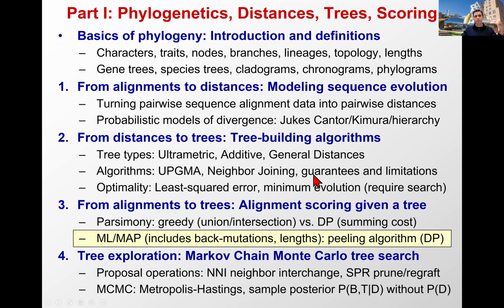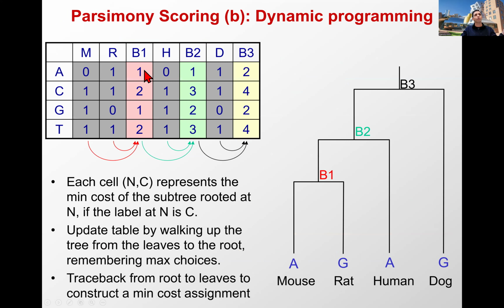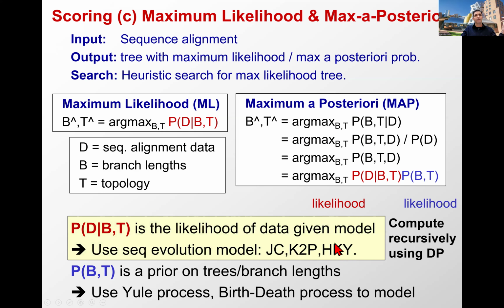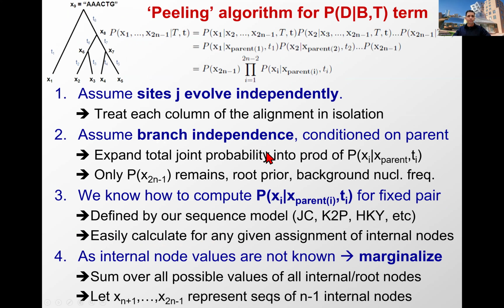In other words, instead of just doing a very simple score of +1, we're going to do a slightly fancier score as I go up my tree. Everybody with me here? All right. So what are we going to assume? We're going to assume that every column of the alignment evolves independently. It's a very simple assumption. We're going to treat that column in isolation. And then we're going to do the product over all of the columns. Okay? Everybody with me here so far?